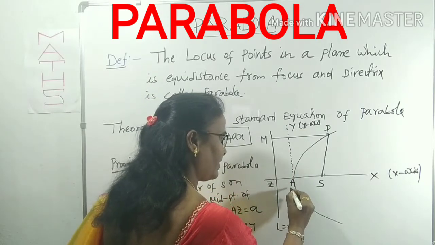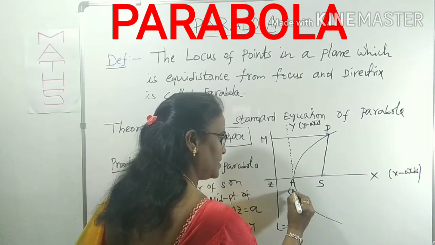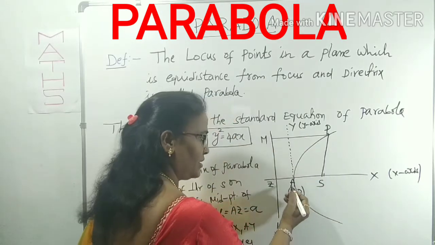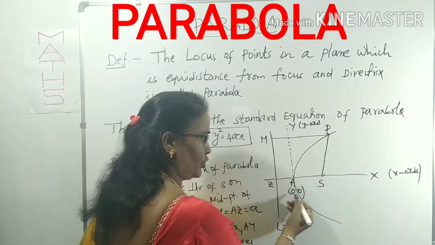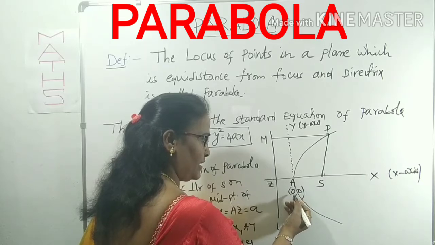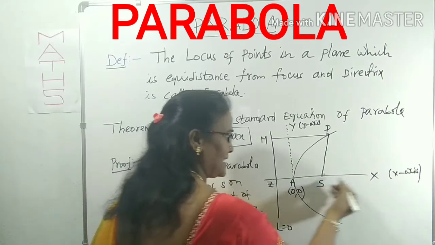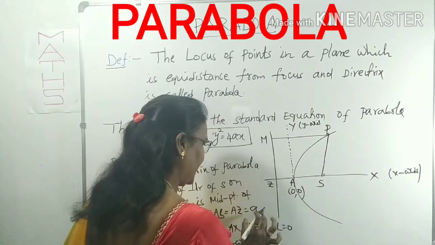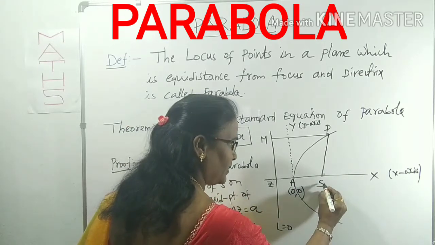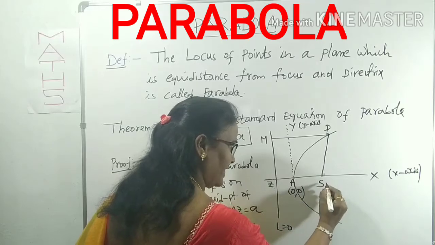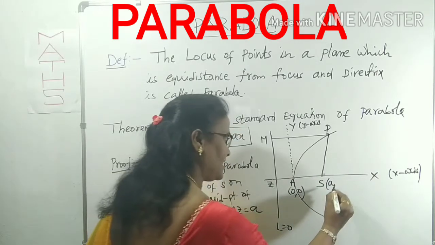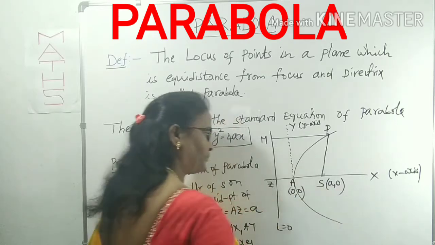What are the coordinates of A? Clearly 0, 0, because it is the point of intersection of the coordinate axes. That means simply A is the origin. Coordinates of origin, you know that clearly 0, 0. Where is S now? S is on x-axis. What is the distance of AS I have taken? It is a. So x coordinate of S is a, and it is on the x-axis, therefore its y coordinate is 0.